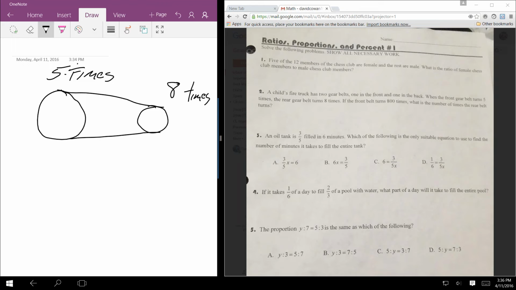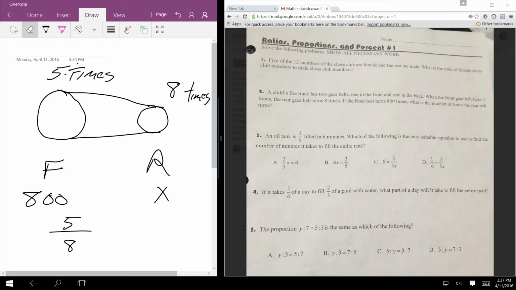But so this is the front. This is the rear. I switched them. And if the front belt turns 800 times, what's the number of times the rear belt turns? So you would set it up as two proportions, and okay, give me the equation. So you'd have 5 over 8 times 800 over x. Times? Because you're going to cross multiply. Well, let's set it up first. We'll do the algebra once we get it set up.